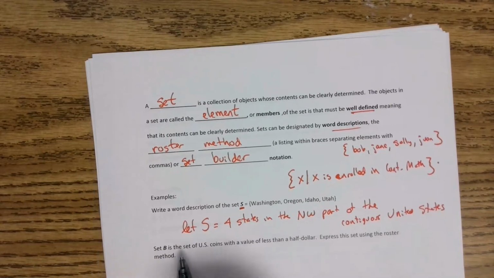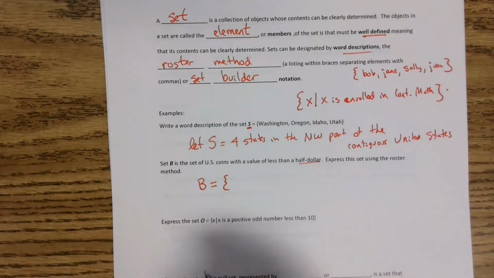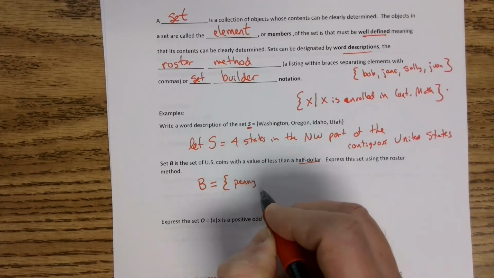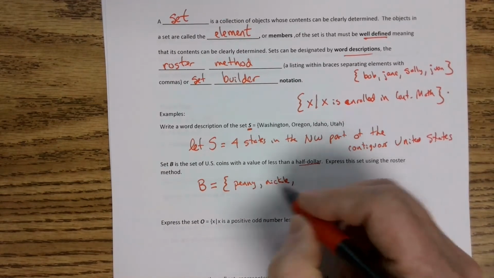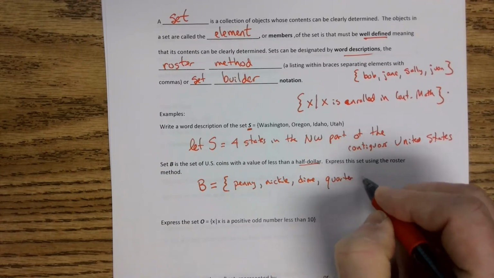All right, so here's a word description. Set of US coins with a value of less than $0.50. And we want to do the roster method. So capital B is everything that's less than $0.50. So a penny, a nickel. Oh, that's how you spell nickel. I'm not sure if that's how you spell penny. Dime, I'm pretty sure that's right. And a quarter. And that's all I can think of.